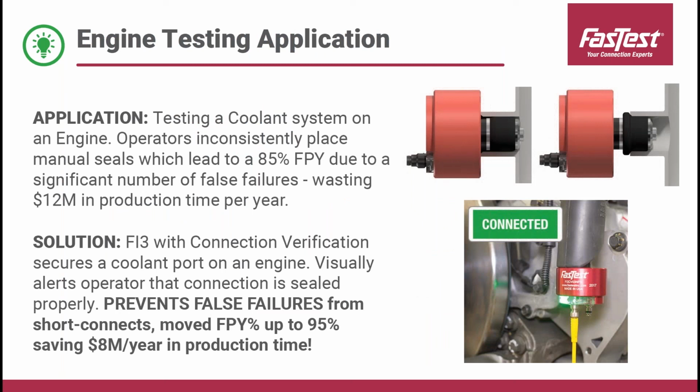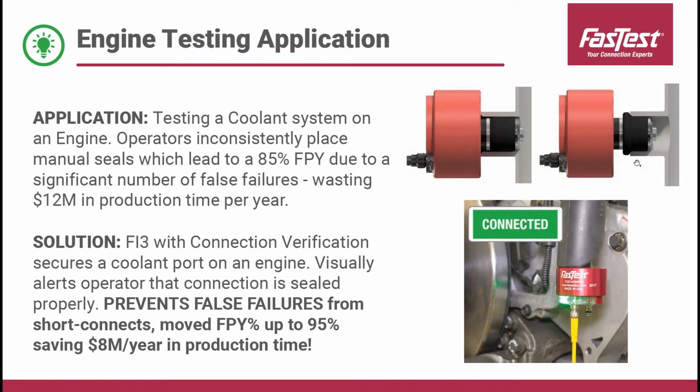In that application, we see this a lot with our FI products. Testing a coolant system on the engine, operators were inconsistently placing the main seal, so there was an 85% first pass yield that we discussed in that opportunity cost calculator. And you can see over here on the right what can happen. This creates a leak path because your seal isn't fully inserted. Many molecules, air molecules, will get right through this. And what this also does is cause your main seals to wear faster. So you end up with more false failures from worn seals more often, which is additional waste and cost to that manufacturer.